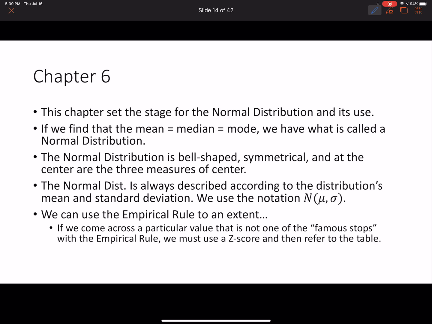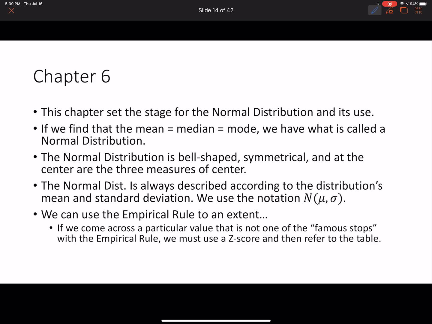We dealt with descriptive statistics in chapters 1 through 3, the statistics that describe. Chapter 4 on probability was kind of a transitional time, and this one is kind of a transition as well to help us move into the inferential side of statistics.